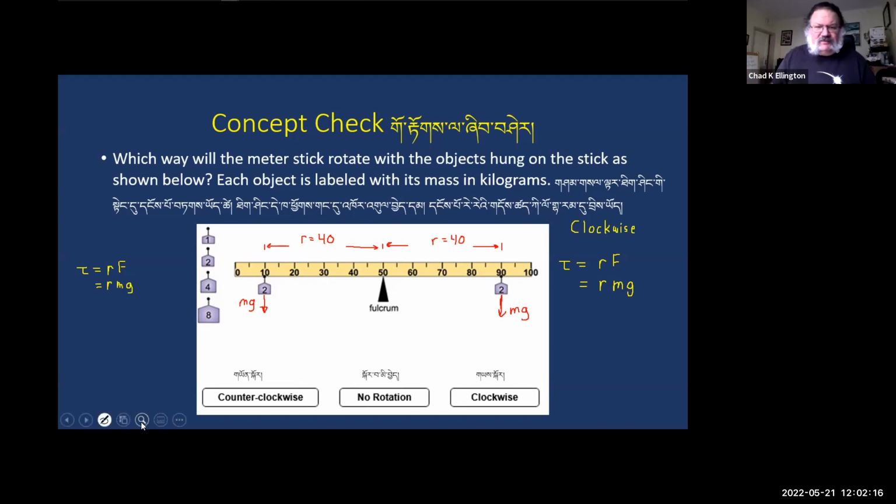Which is RmG once again. And we can put in the numbers, but we can see they're both the same.